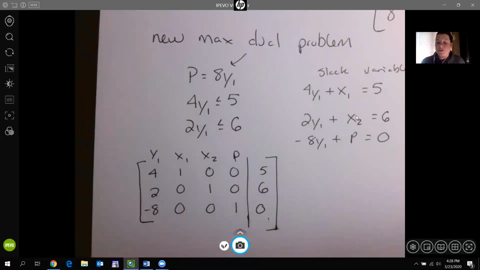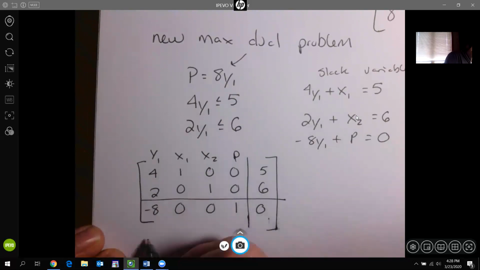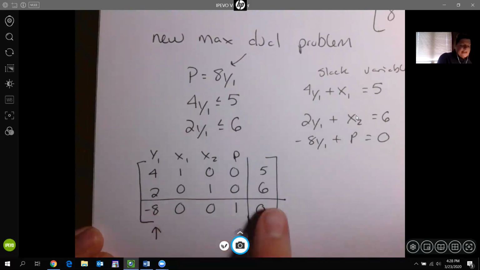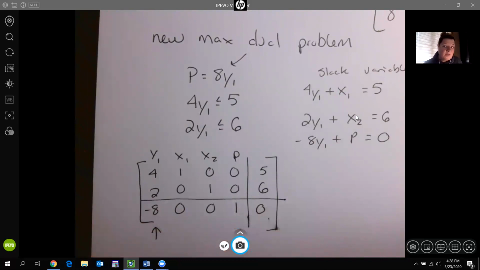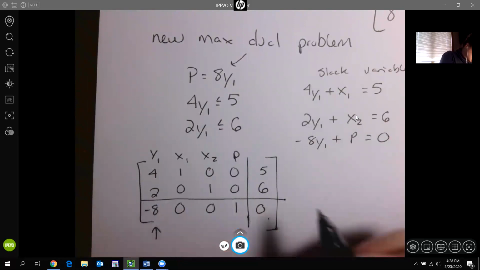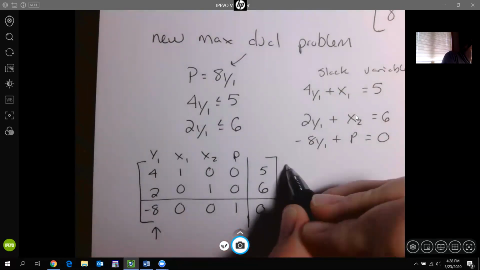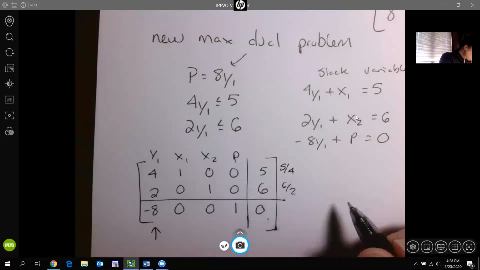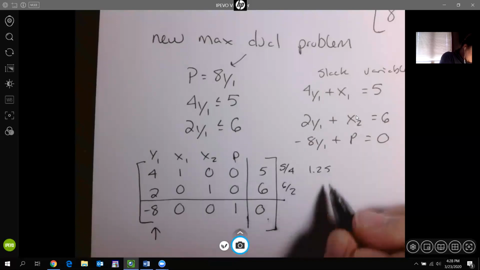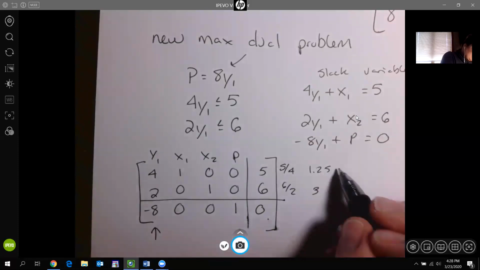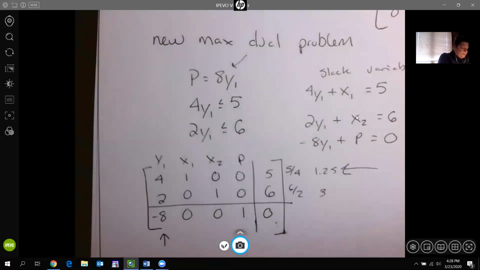Okay, what do I do first once I finally have my tableau? I look for the negative on the bottom, which we only have 1. So this one's negative. You'll notice also they like to use a solid line when y's are involved instead of a dotted one. Just preference. So here's our row. We're going to look at 6 divided by 2 and 5 divided by 4. This one's 1.25 and this one's 3.